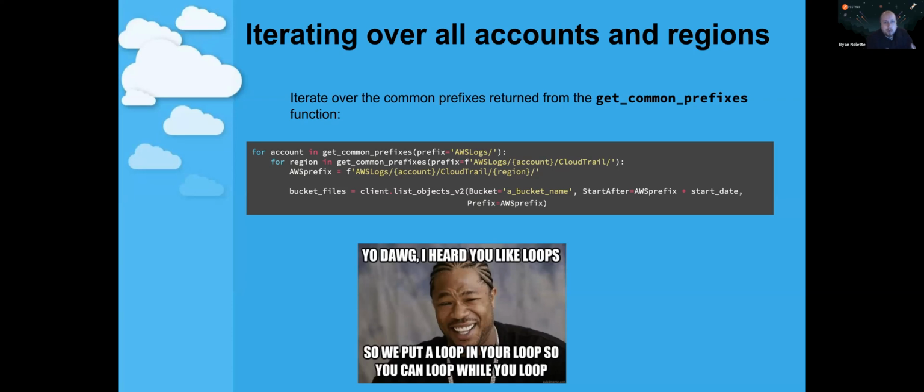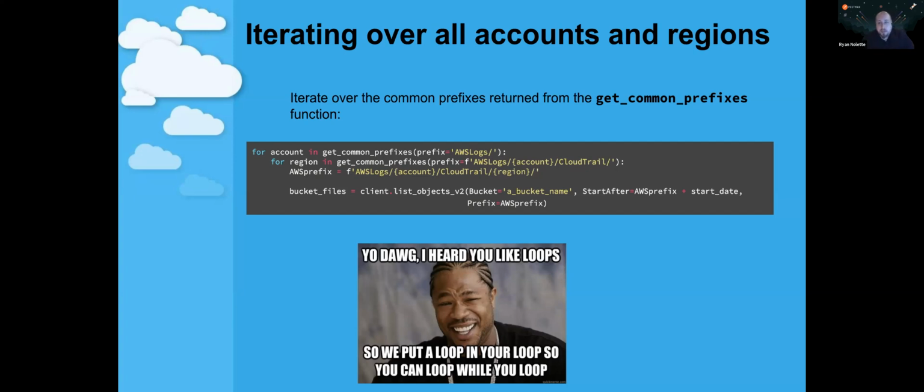Now, once we have the function to get all the accounts and regions, we just have to iterate over them. That way we're filtering by date and letting the server do all the filtering for us. And once again, it's saving us a ton of money that I just don't like spending, because I would much rather use it for a better coffee maker in the office than go to Amazon or whoever my provider is.